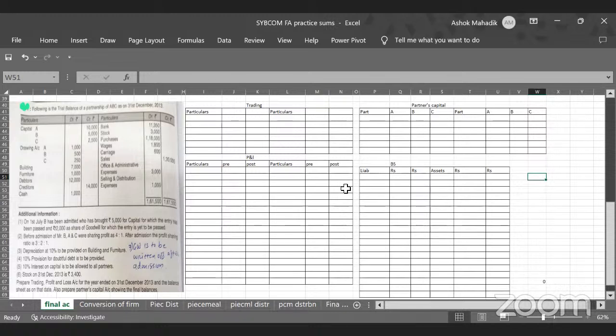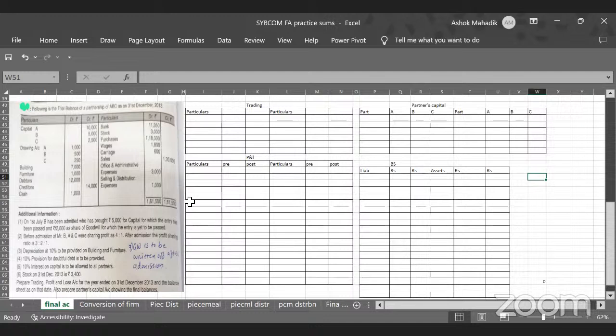Following is the trial balance of partnership of ABC as on 31st December 2013. Okay, so balance sheet as on last day, 31st December 2013 is given to us. Capital accounts are given. So we'll be posted in capital accounts, credit side. Drawings will go to debit side of capital account. Building, furniture, debtors will go to asset side.